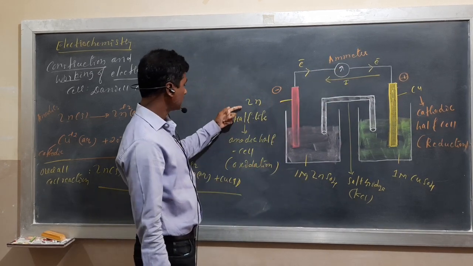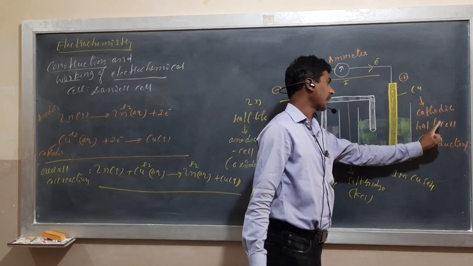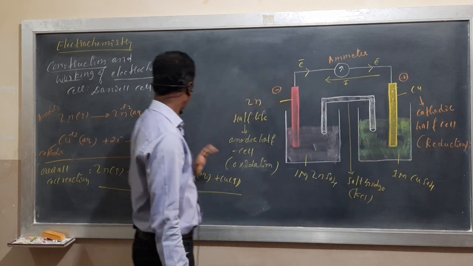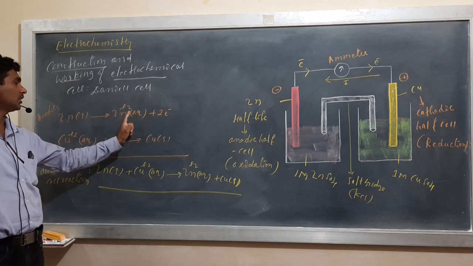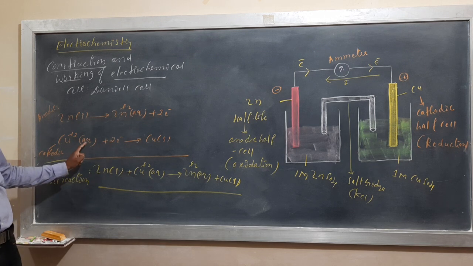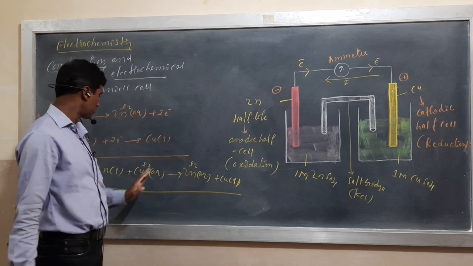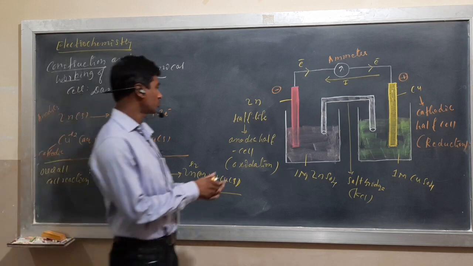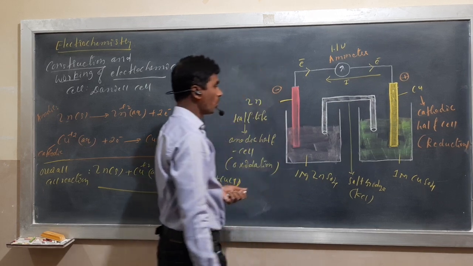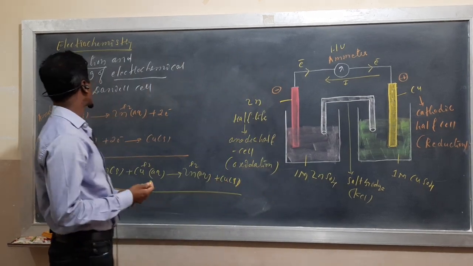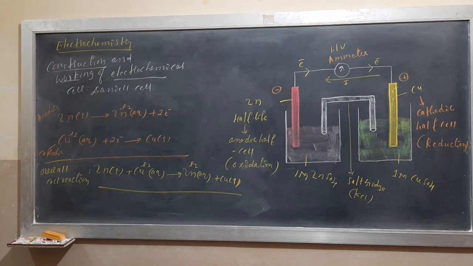These two electrodes are connected to a voltmeter. This zinc electrode is called the anodic half cell, where oxidation takes place, and the copper is called the cathodic half cell, where reduction takes place. Now the anodic reaction: zinc loses 2 electrons to produce Zn2+. Copper 2+ aqueous gains 2 electrons to give solid copper. This is the overall cell reaction. It produces a voltage equal to 1.1 volt. So this is the construction and working of an electrochemical cell, that is, the Daniell cell.